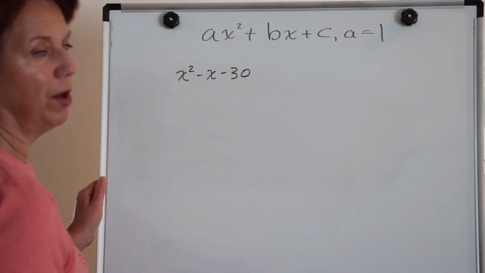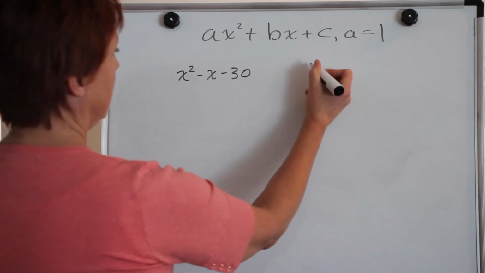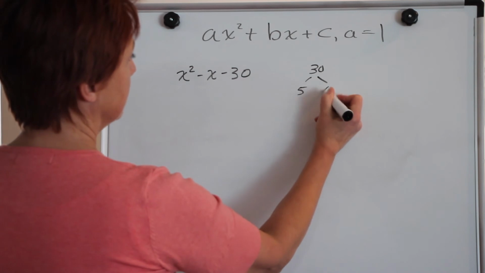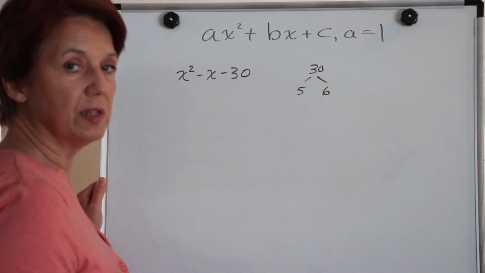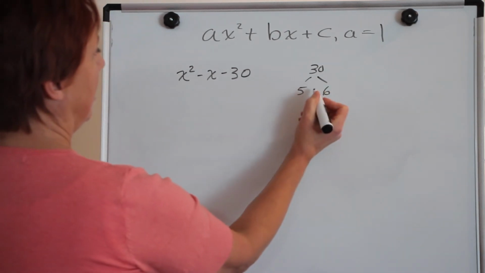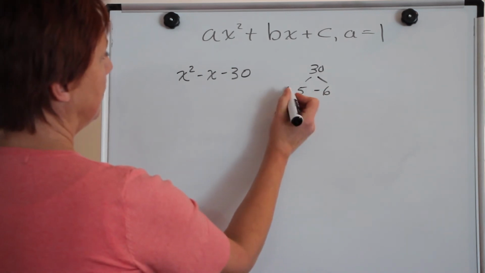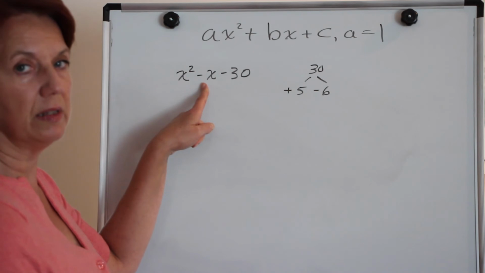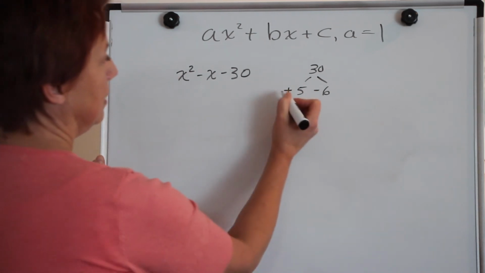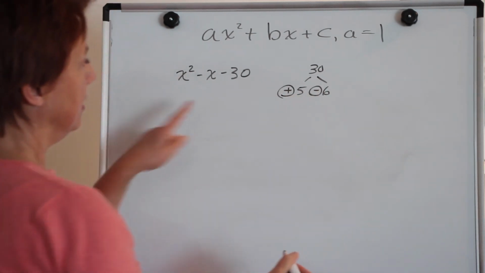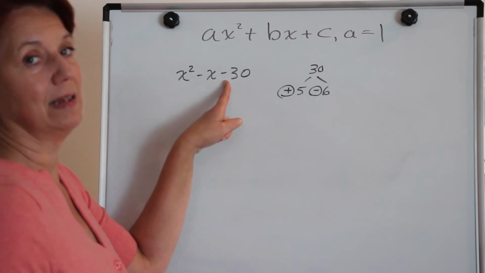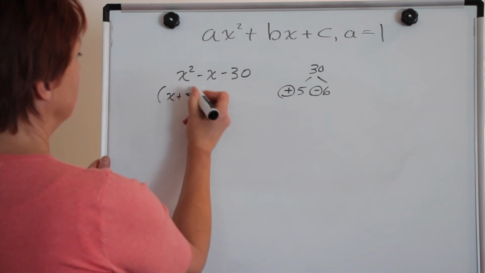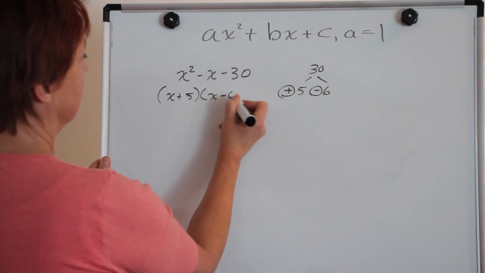And this is another one with 1 in the middle. So if we go 30, we're going to pull out a 5 and a 6, because 5 times 6 is 30. And this one needs to be a negative, and that one needs to be a positive in order to get that negative 1 that's in the middle. When I multiply that positive by that negative, am I getting this sign? Yes, I am.